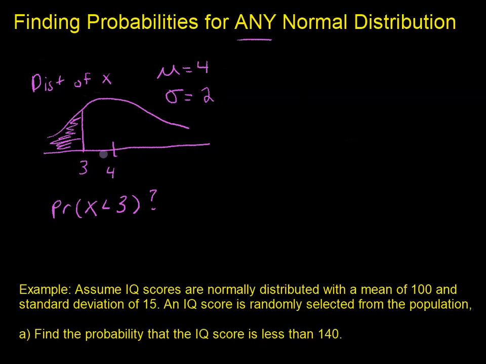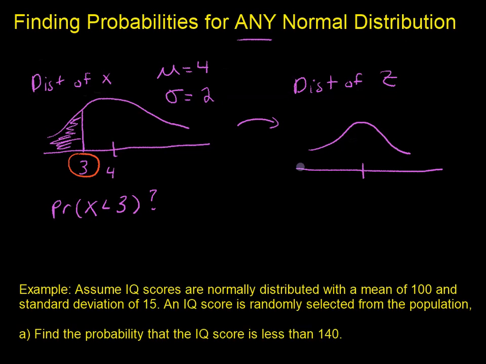Well, if it was z less than 3, there's no problem. I would just go to my table and look it up. The problem is now it's not z, it says x. So I'm going to have to use some sort of transformation to get to the distribution of z so that I'm able to use my table. I need to figure out what the corresponding value of z is for this 3 here, and then I can find the corresponding area. So how am I going to do that?